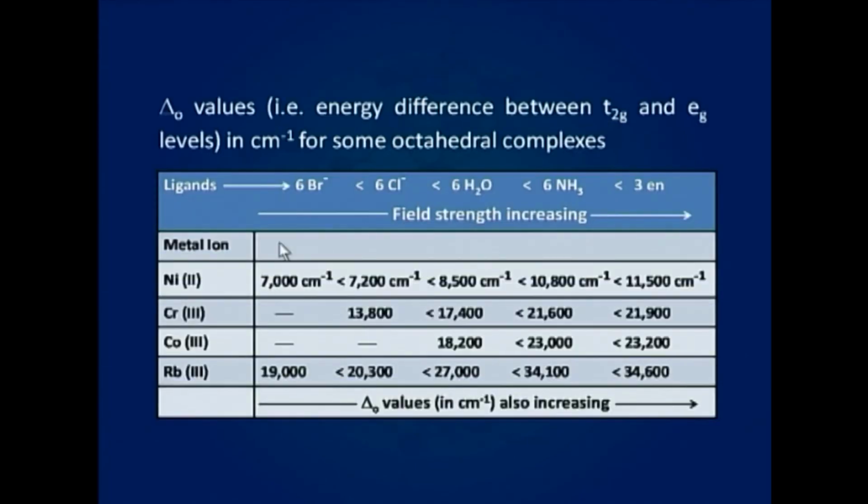The increase in the value of delta O on proceeding from left to right in the spectrochemical series is quite evident from the values of delta O for some octahedral complexes given in this table. In this table, you can see the values of delta O increase for all the metal ions as the ligand changes from weak field to stronger field.